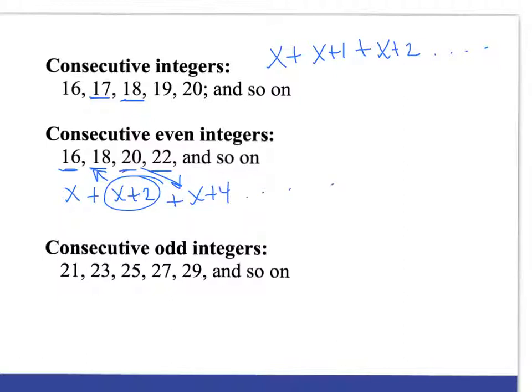And so on. Now what's funny is when you think of odd integers, you don't think of counting by 2, but you really are counting by 2. You're just looking at the odd numbers. So it stays the same thing. It's x plus 2, and then x plus 4, and so on. So be very careful on dealing with consecutive integers.